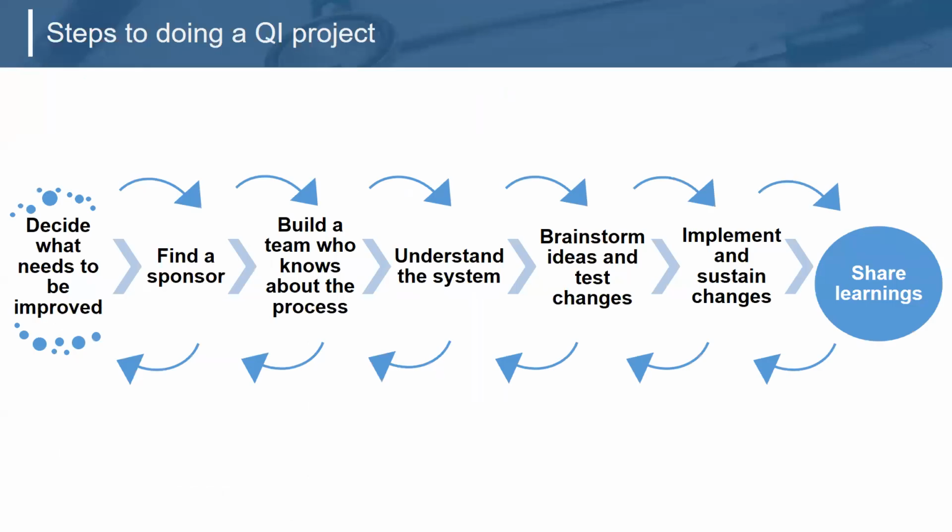So last but not least, we wanted to talk a little bit about the steps to doing a quality improvement project. The first thing, of course, that you want to do is to decide what needs to be improved and what the project is going to be all about. And then, as we've mentioned, it's important to find a sponsor. So somebody within the health administration that can help you to navigate your project, to support you in the project.